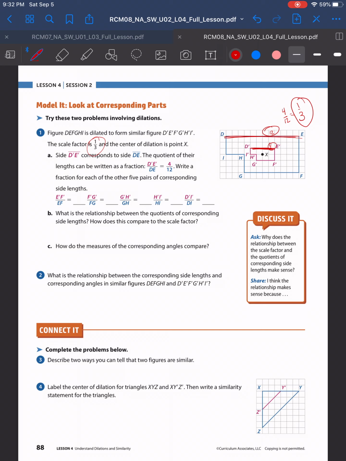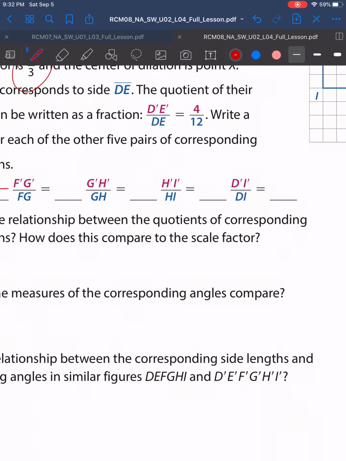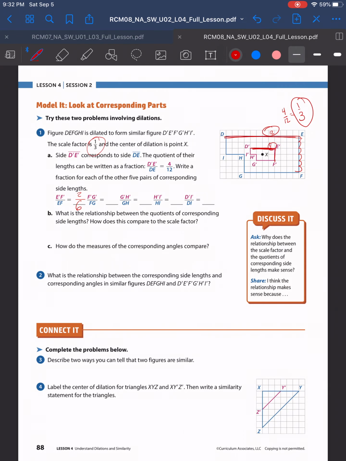All right, so EF is 2. And then EF prime over here is 1, 2, 3, 4, 5, 6. So 2/6, which makes sense because isn't 2/6 the same as 1/3, which it should be. That's the scale factor. I'm gonna let you guys finish these on your own, okay? Go through, just count the side lengths and then make them into a fraction, okay? You put the original, or actually put the copy, put the image over the original, okay? So small number goes on top, big number goes on bottom. You guys can finish those ones.